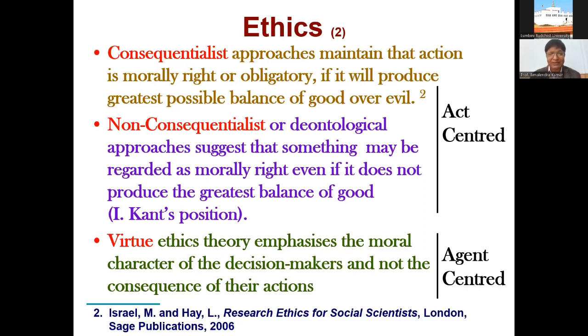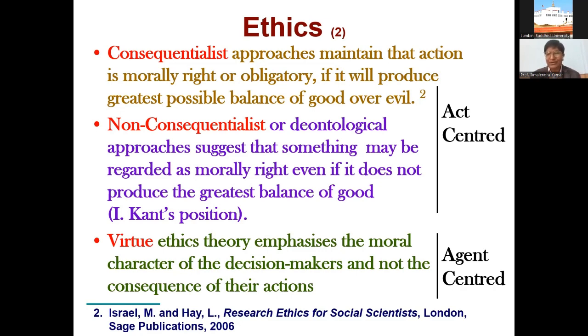That is why it is said that consequentialist ethics approaches maintain that an action is morally right or obligatory if it will produce the greatest possible balance of good over evil. This has been taken from Israel and Hay in the book Research Ethics for Social Scientists. Now, there is a non-consequentialist or deontological ethics, which is just the opposite of the previous one, causality.